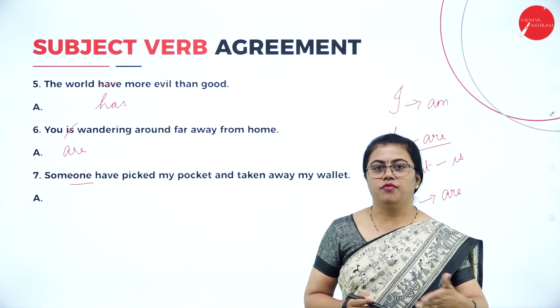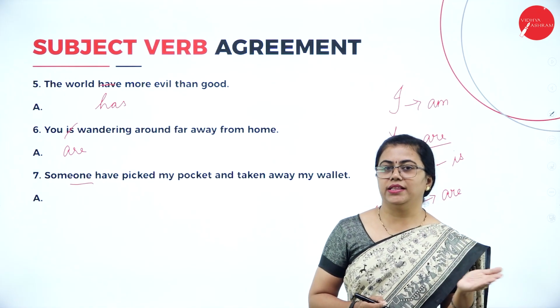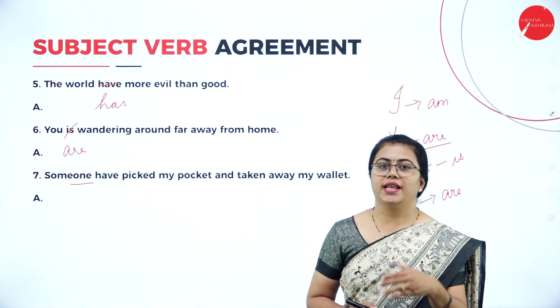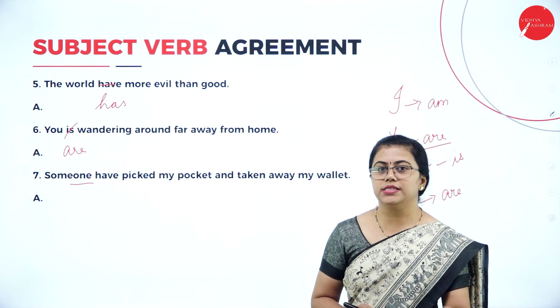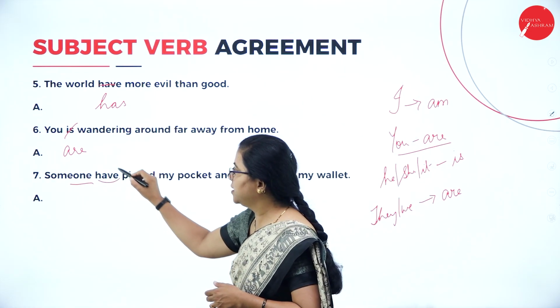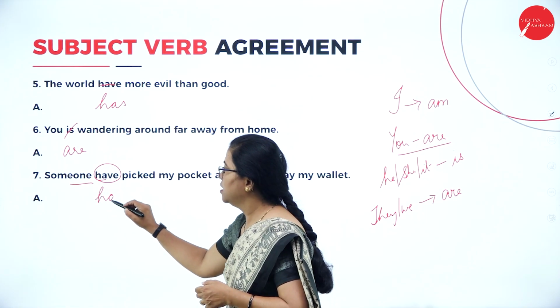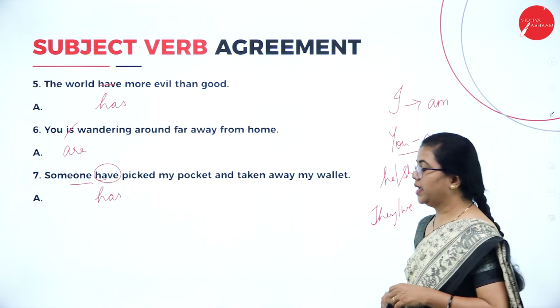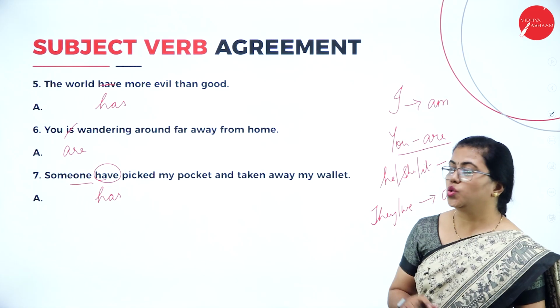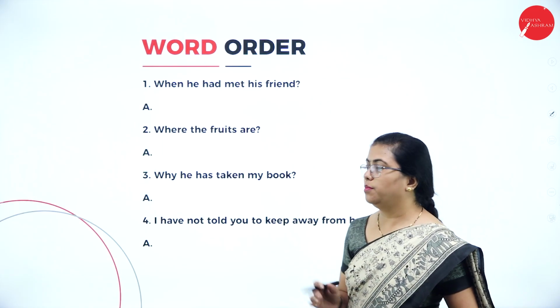Somebody, someone, everyone, each of them. So like this, whenever you are using such words like one, every, each, all these, everything has to take a singular verb only. So it is "has". Someone has picked my pocket and taken away my wallet. Okay, so this is how you use subject and verb properly.